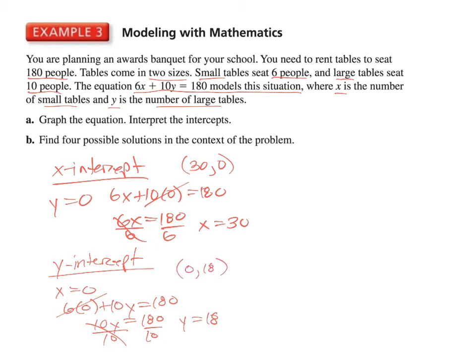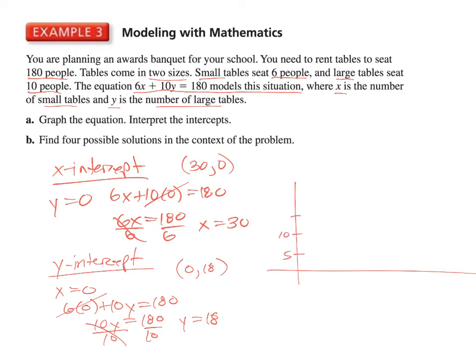I'm going to graph this equation using the intercepts. Since I'm talking about seats or tables, I can't have negative tables in this type of problem because that wouldn't be a real-world application. So I'm going to go up, let's see, I have 30 here, 18, I'll go by 5s. It's your choice how you want to construct the graph.